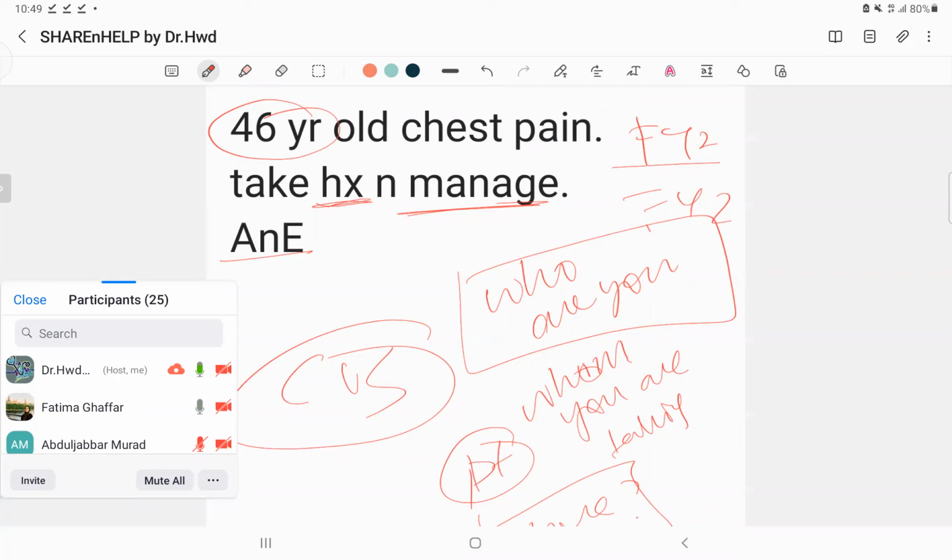And then do ask about the red flags, because this person's around 46, they've got diabetes. The red flags here could be what? Them having an MI, right? Them having a pulmonary embolism, right? What else can you ask for? Chest pain. You can ask for pneumonia, right?